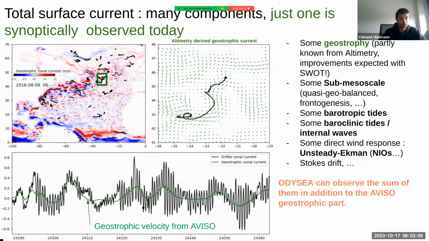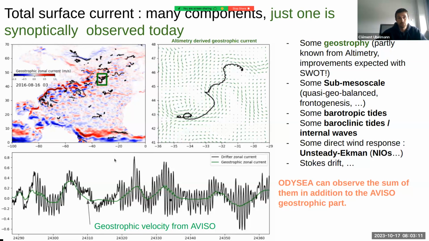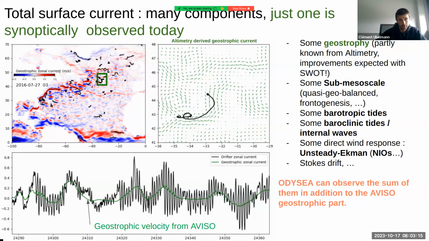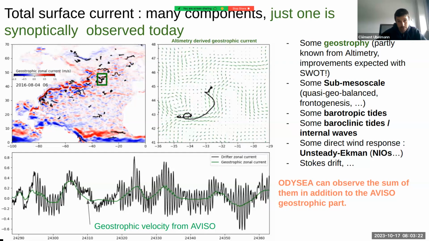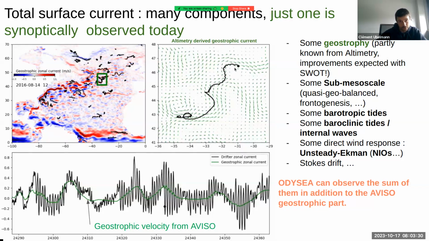We do have drifters that are extremely useful. We'll never have enough drifters, of course, to be able to map globally the total surface current at all scales. But they are really nice, because they give a flavor of what the surface current is. And there's an illustration here. When we look at the drifter trajectory, the Lagrangian trajectory, we see these really nice loops that are happening right now here on the screen.